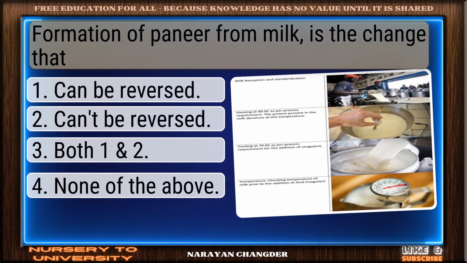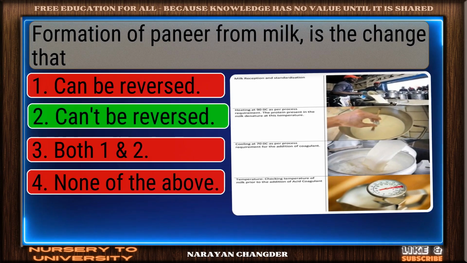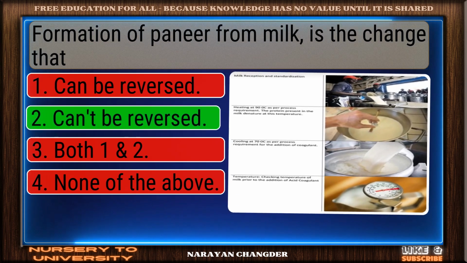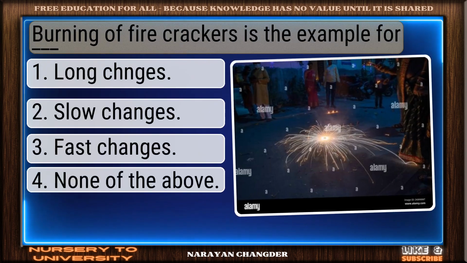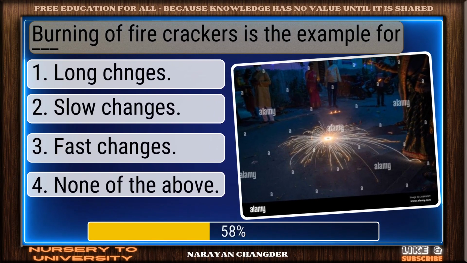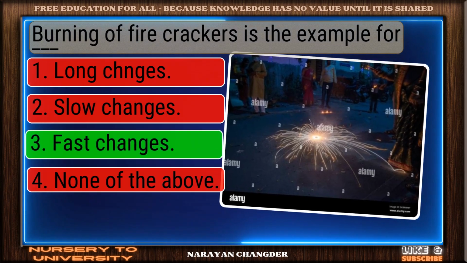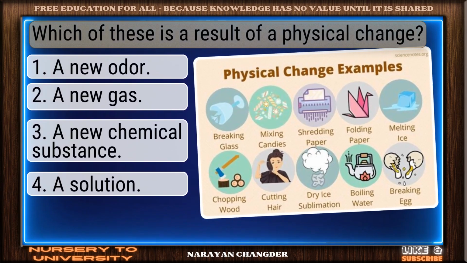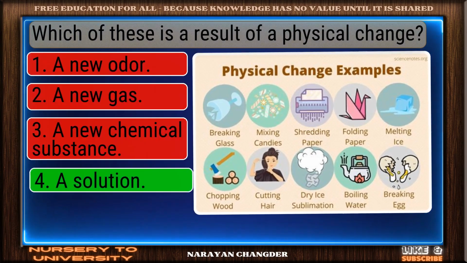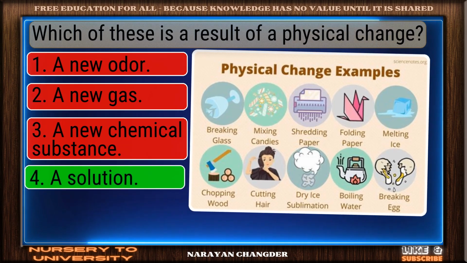Formation of paneer from milk is the change that correct response. Can't be reversed is the most accurate answer. Burning of firecrackers is the example for dash. You're right. Fast changes is the correct answer. Which of these is a result of a physical change? Nicely done. A solution is a solid answer.